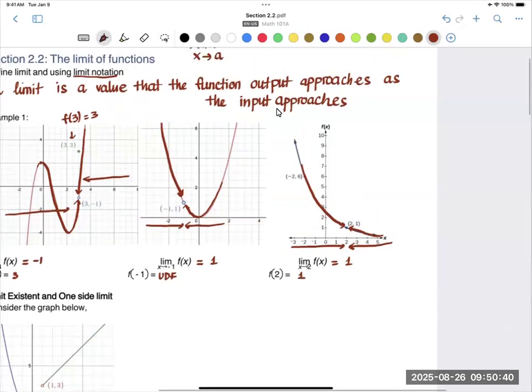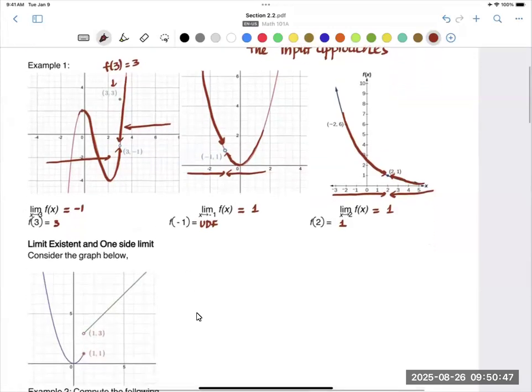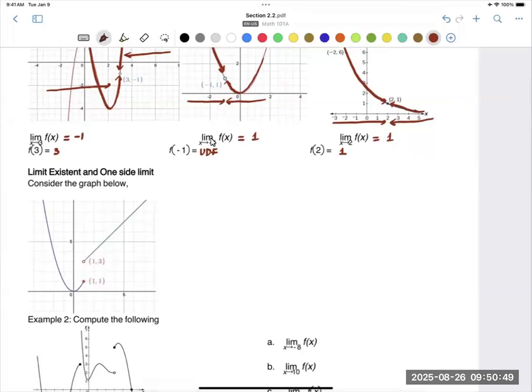The limit will equal a certain number when the approach from the left side and the right side is the same. If they are different, then we will not say the limit exists. So, for example, limit existence and one-sided limits. Consider the graph below. What is the limit as x approaches 1 of f of x? When I approach 1 on the left side, my y value approaches 1 as well.